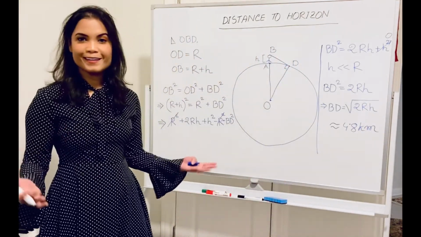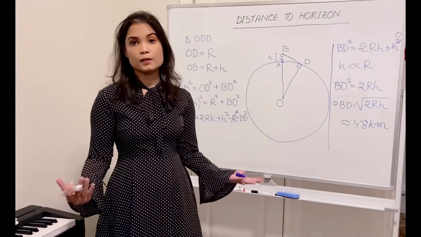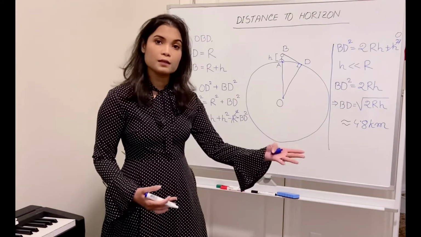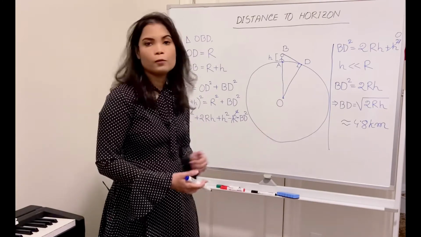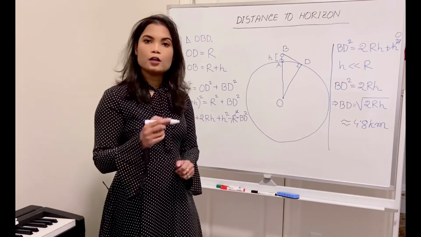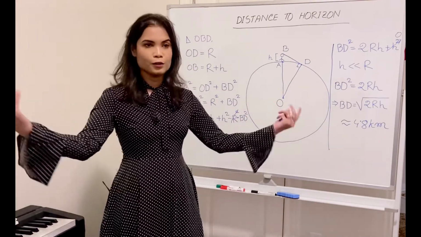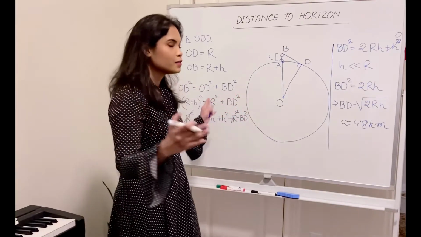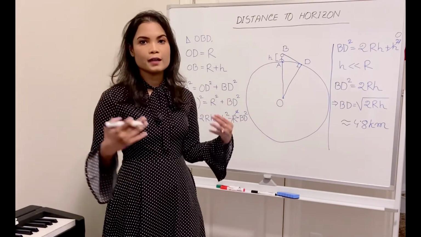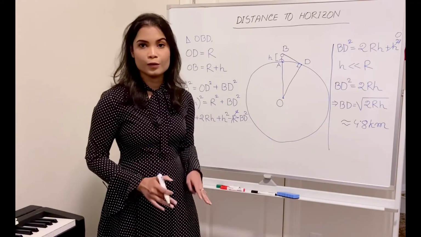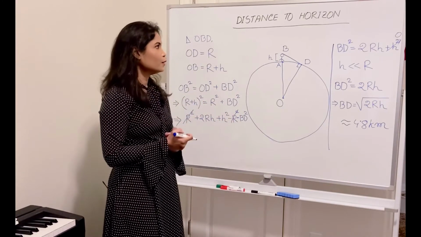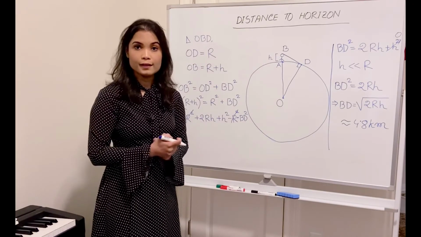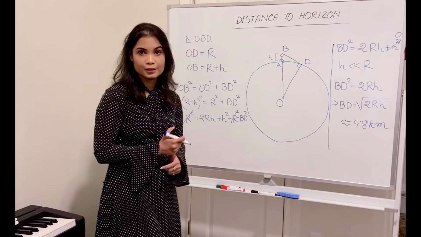So that's it. If you are on a deserted surface where you have no obstacles in front of you, you can actually see the farthest to be 4.8 kilometers, and that also applies to your behind and to your surroundings. So anywhere you see, it's going to be exactly 4.8 kilometers from where you're standing. So this is the first way of looking into the distance to the horizon, and this is a geometrical treatment.